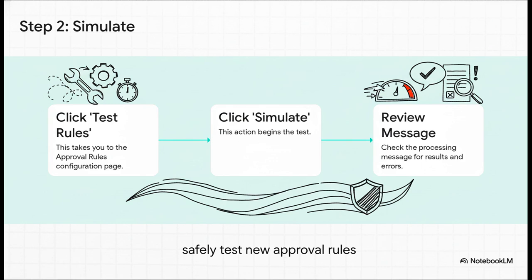From here, it's honestly so easy. You just click that Test Rules icon, and that'll take you to the configuration page. Then, you just click Simulate. That's it. The system will process the rule and pop up a message with the results.